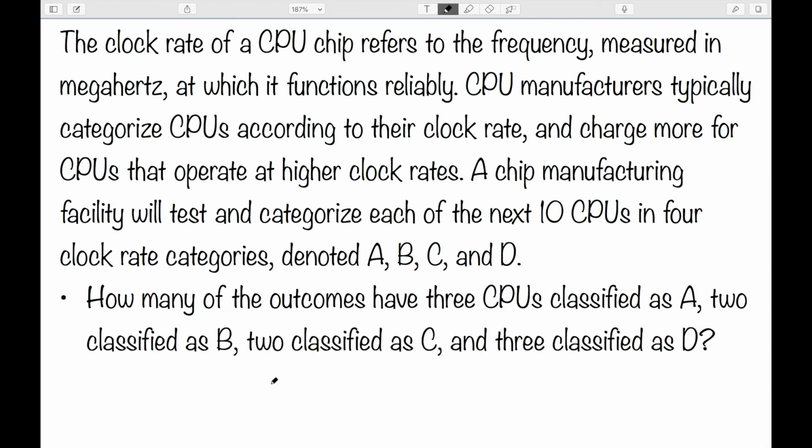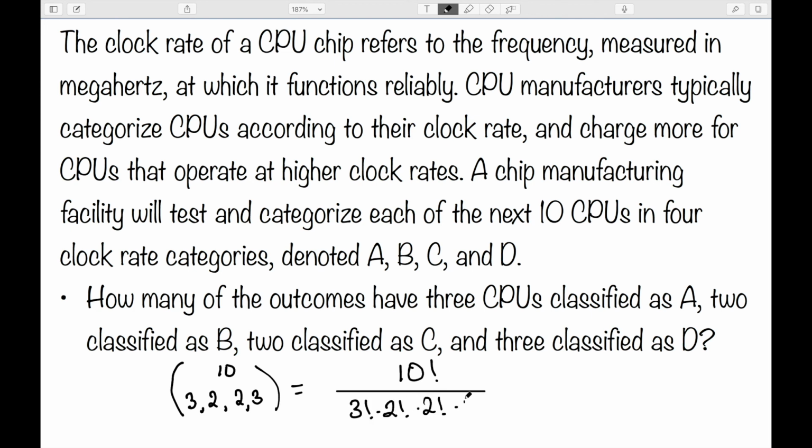I now want to know how many of the outcomes have 3 CPUs classified as A, 2 classified as B, 2 classified as C, and 3 classified as D. So here we have 10 chips, and we're going to organize them into several categories. The first one should have 3, the second one 2, the third one 2, and the fourth one 3. So this is 10 factorial divided by 3 factorial times 2 factorial times 2 factorial times 3 factorial.